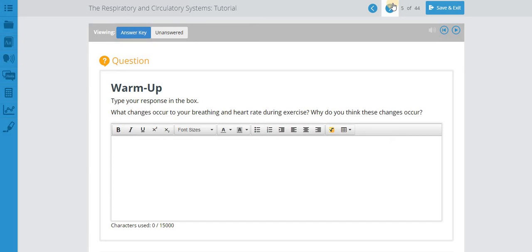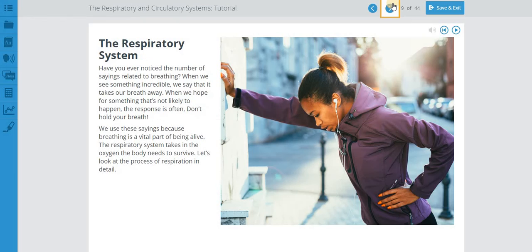But if you've already done the assignment, the activity that we're supposed to do today, then good news. What changes occur to your breathing and heart rate during exercise, and why do you think these changes occur? You should have a little bit better answer here. And there's at least one other question there you have to do, and then we're going to jump all the way over here to page 9, the respiratory system.